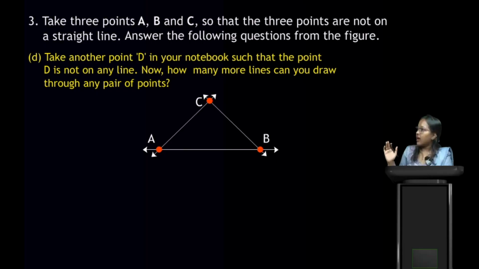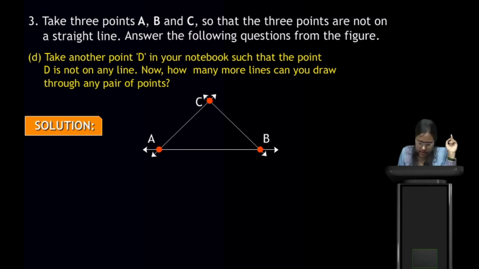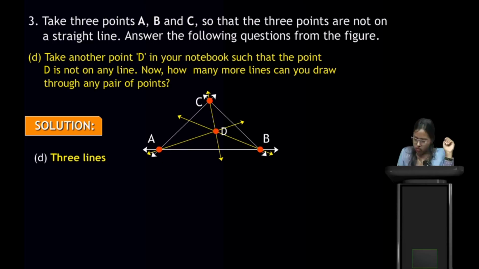Now next question is, take another point D in your notebook such that the point D is not on any line. Okay, now how many more lines can you draw through any pair of points? So let's see, another point you take and name it as D. So okay, this is our D point. Now they are telling how many more lines can you draw through any pair of points. You check with any pair. So how many possible? More 3 possible, right? So 3 more lines possible.